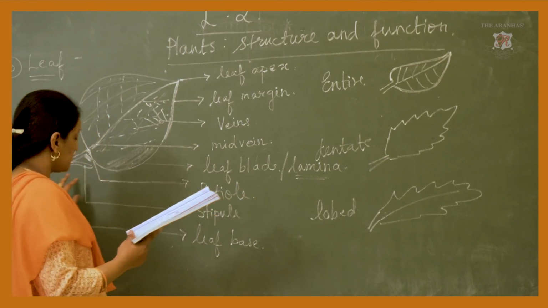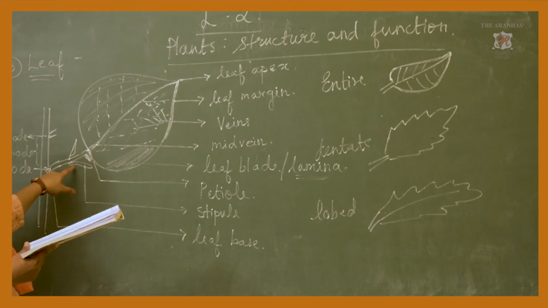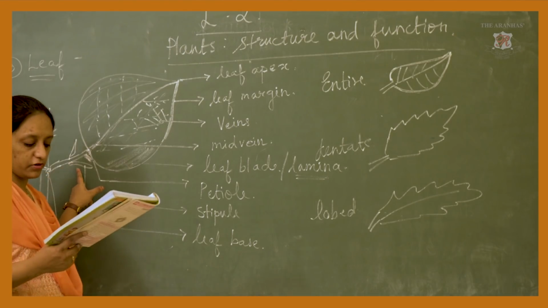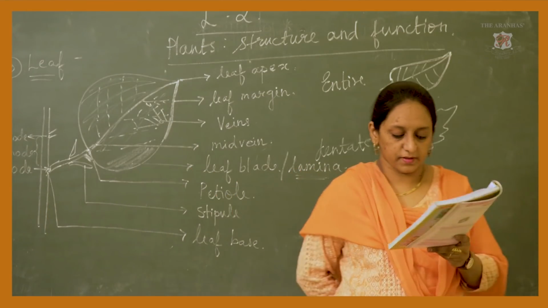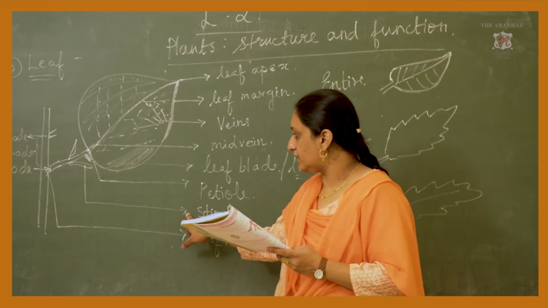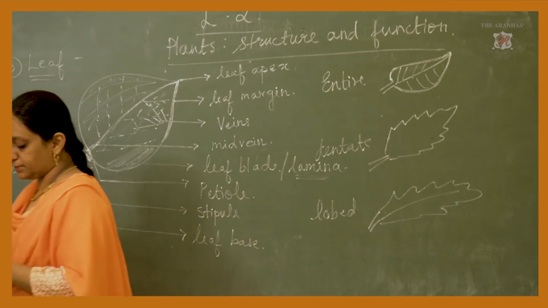Then there is a leaf base. The portion of the leaf attached to the stem is called as the leaf base. Then there are stipules in some, not in every leaf, small leaf-like structures near the leaf base. Some leaves have stipules. This part is not in every leaf. Some leaves have stipules and some leaves do not have stipules.